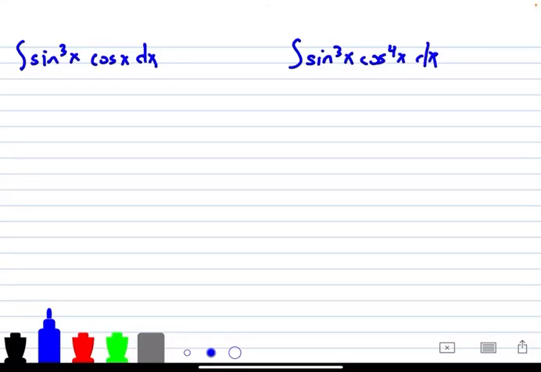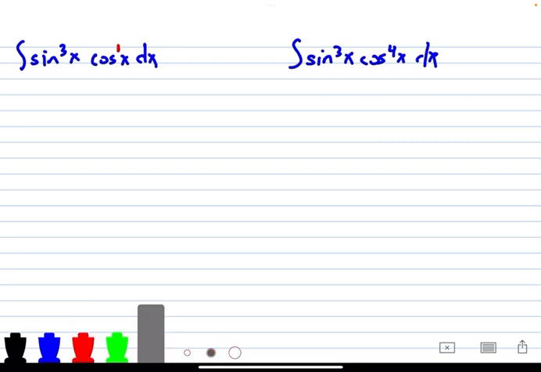Okay, here we want to look at trigonometric integrals, specifically of the type sine x times cosine x. So the first thing we want to look at is the problem on the left where we have sine cubed x times cosine x. Now the first thing that we should notice is that the cosine x is raised to the first power. Of course, if we don't see an exponent here, it's an understood 1. Okay, so we can draw it right there.